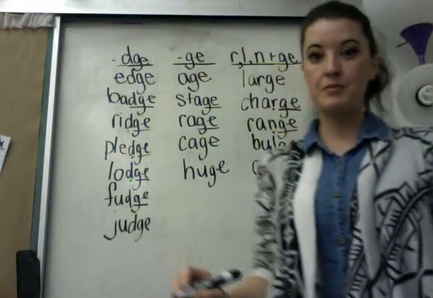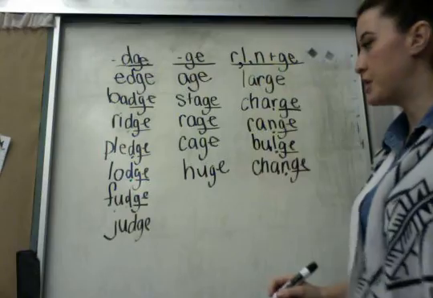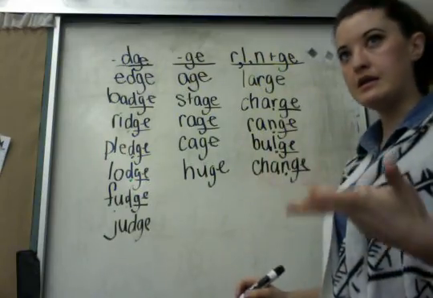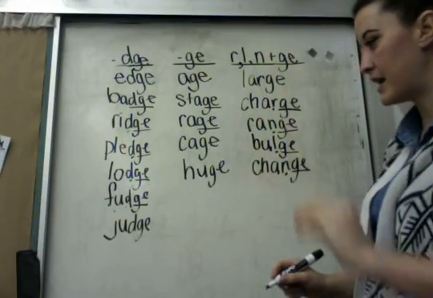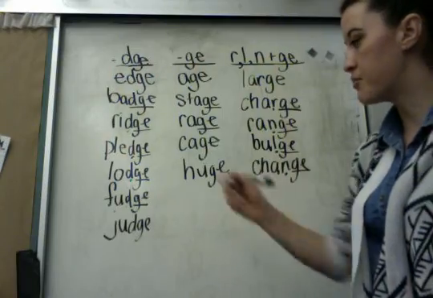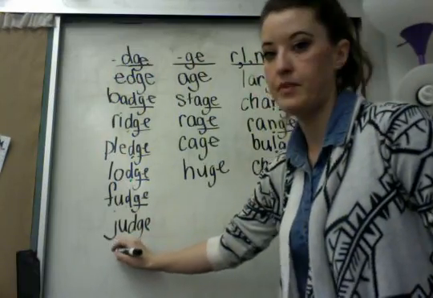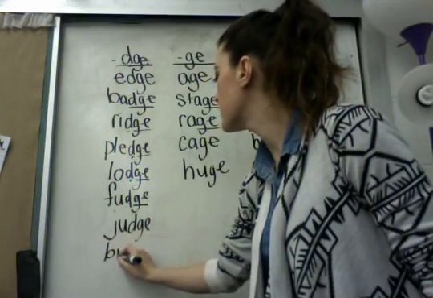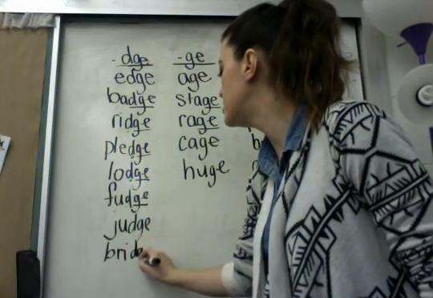Our next word is the word bridge. Bridge. B-r-idge. Makes that kind of j sound. Bridge is going to go under column 1. B-r-idge.